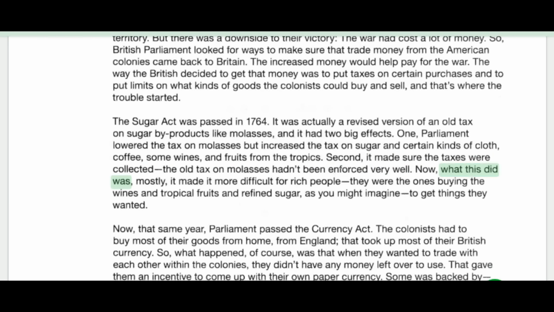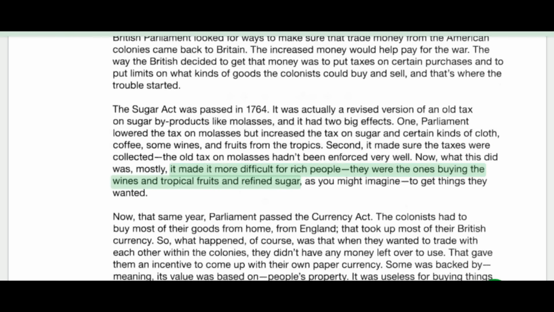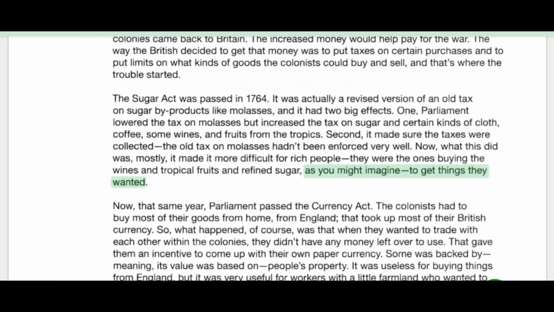Now, what this did was, mostly, it made it more difficult for rich people. They were the ones buying the wines and tropical fruits and refined sugar, as you might imagine, to get the things they wanted.